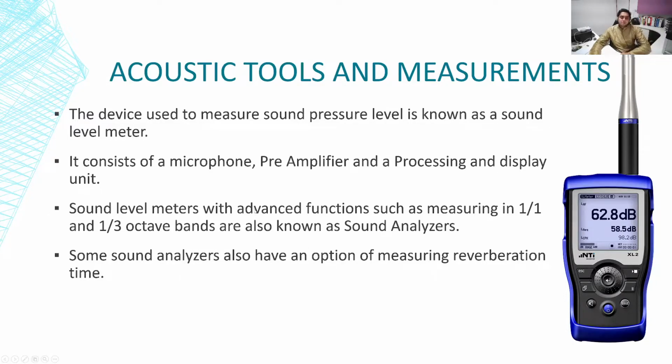Sound level meters with advanced functions have features where you can measure decibel levels in 1/1 octave bands or 1/3 octave bands, or sometimes even 1/6 and 1/12 octave bands. These are known as sound analyzers. Some sound analyzers have an option of measuring reverberation time also, like my sound level meter, which I demonstrated in the last video.